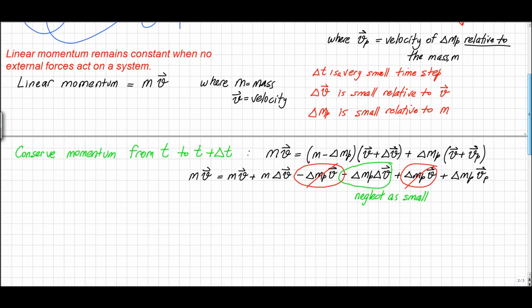And slide our page down. What we end up with is we get that m delta v plus delta mp vp is equal to 0. And in order to get that, I've also noted that there's an mv on each side of that equation. So that's what we're left with coming out of those expressions.